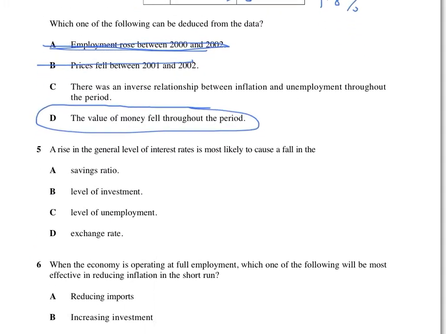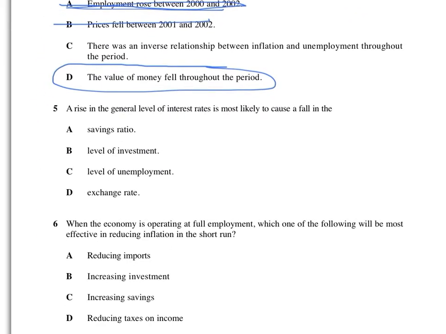Right, next one. This is not a much easier one, okay? A rise in the general level of interest rates. So we know when interest rates rise, AD is going to be going down. So, are people going to be saving less if there is a rise in interest rates? No, they'll be saving more because they've got more incentive to save.